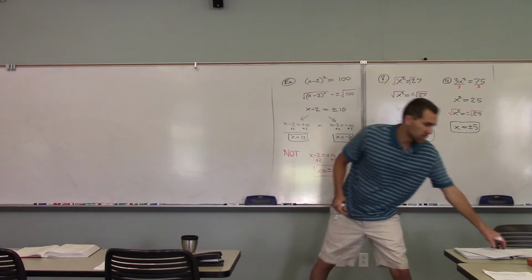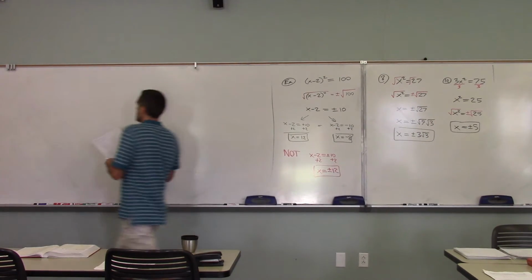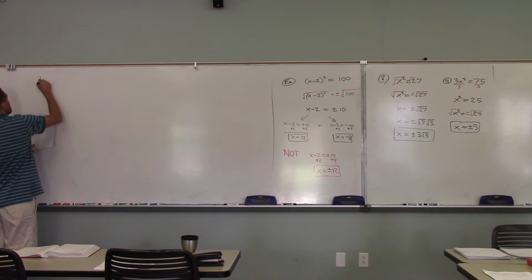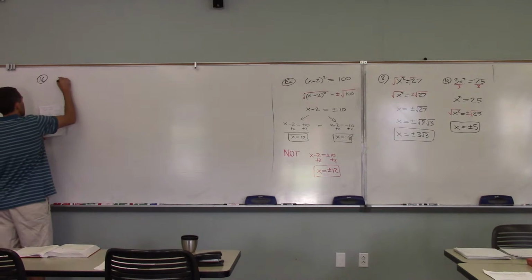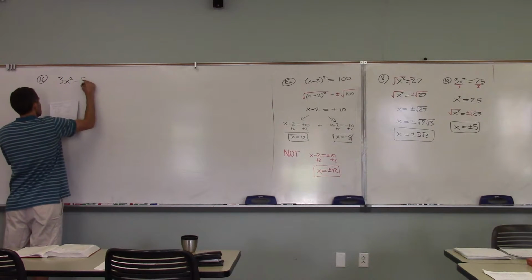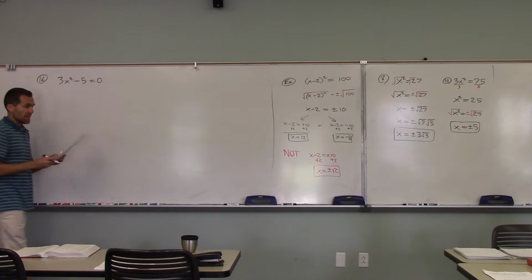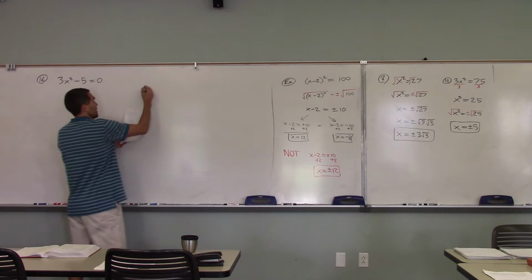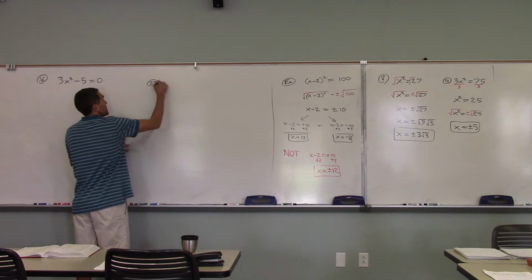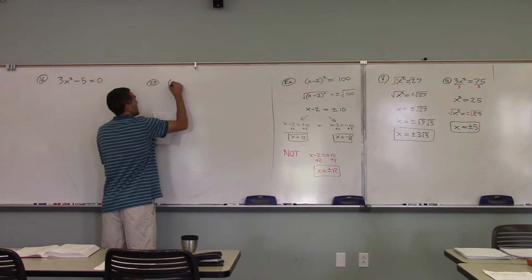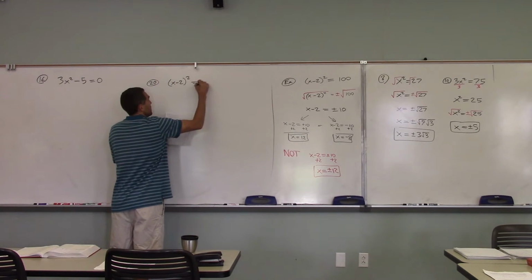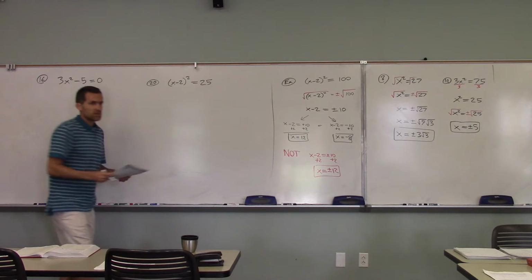Okay, so we got a couple more examples. Now it's getting a little bit harder, okay? So expand your mind from 10 to 60 and look at 3x squared minus 5 equals 0. And now we're going to do the more general format of what answers are going to look like for this entire chapter: x minus 2 squared equals 25.